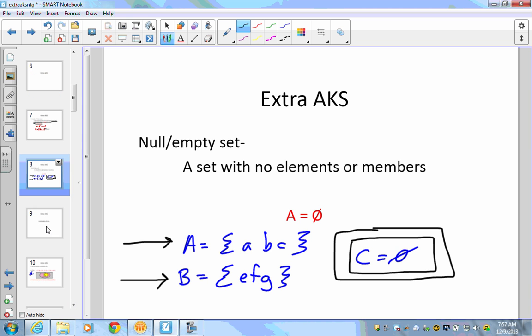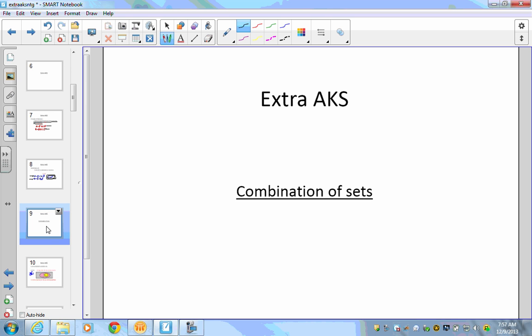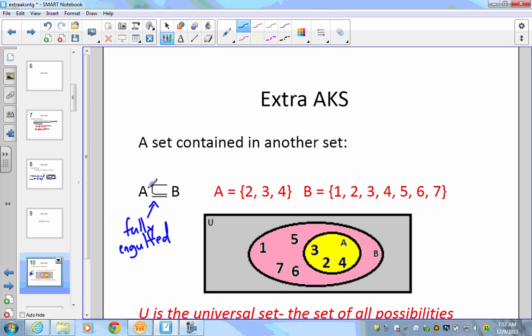Now let's talk about a couple of set combinations. Basically, with set combinations we're going to be taking multiple sets and either bringing them together to see what elements are the same, or separating them to see what elements are not, and so forth. We'll get into it. All right. The next symbol you're going to need to pay attention to looks like this. And this symbol means fully engulfed.